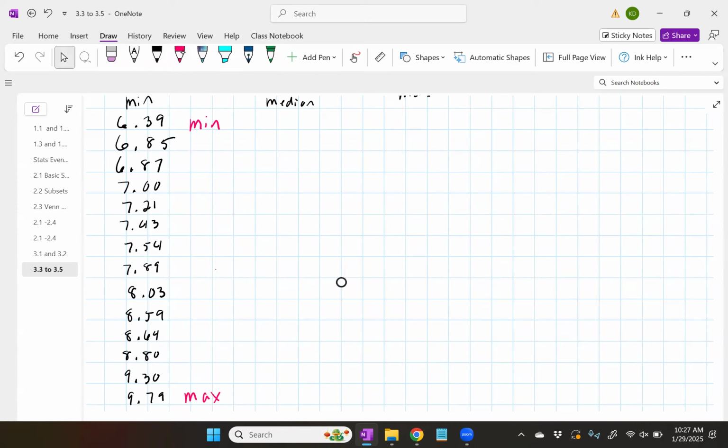Our median, we take the mean of the middle two for us, since we have an even number. 7.54 plus 7.89 divided by 2. My median is 7.715.